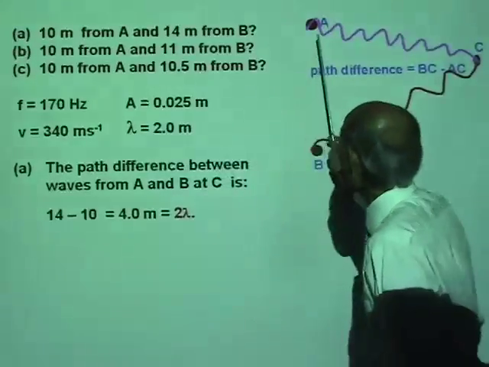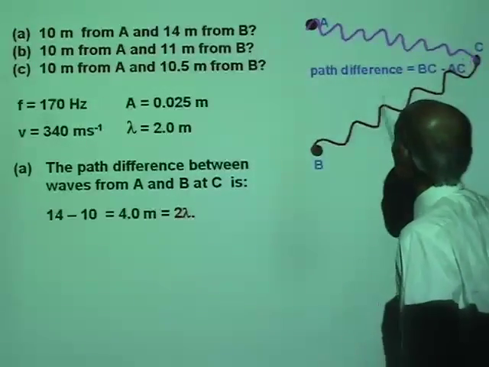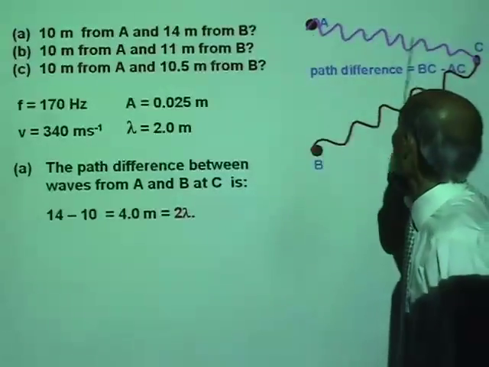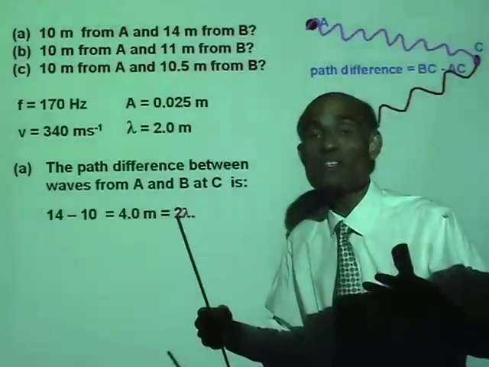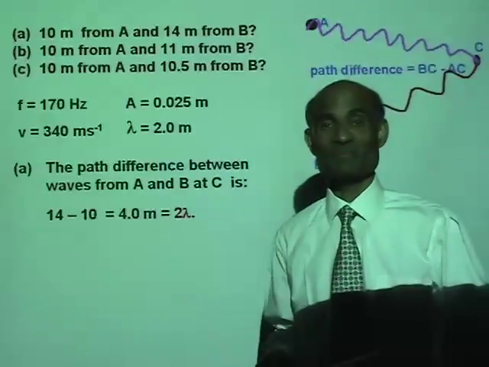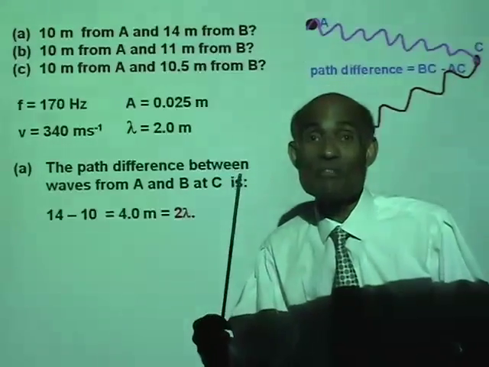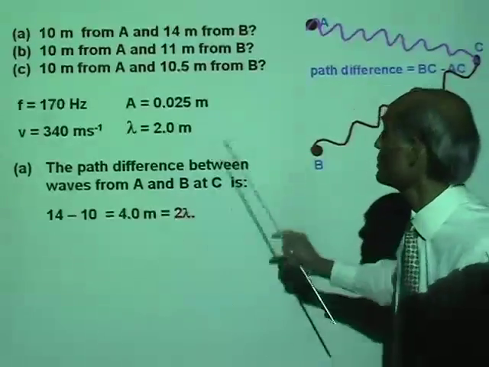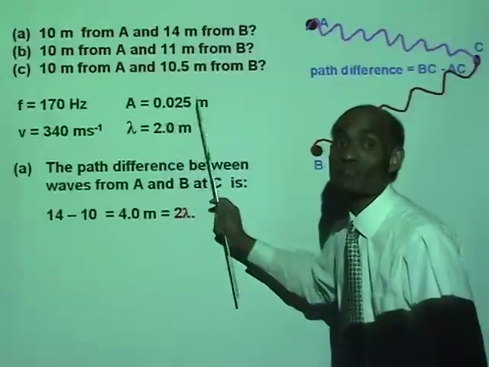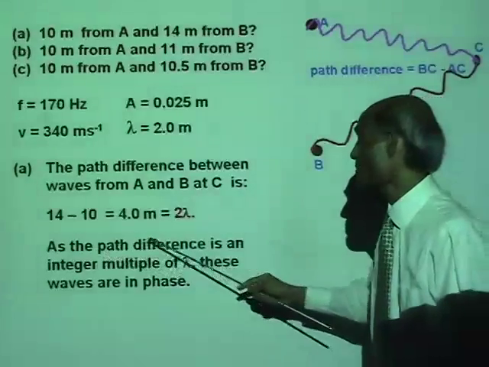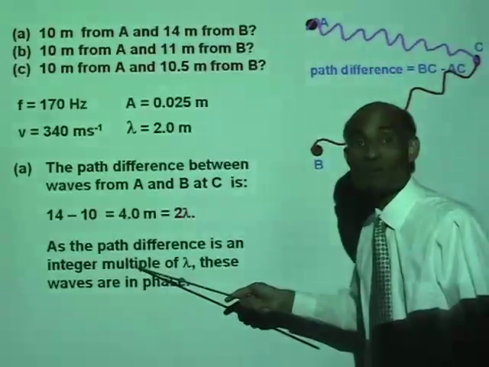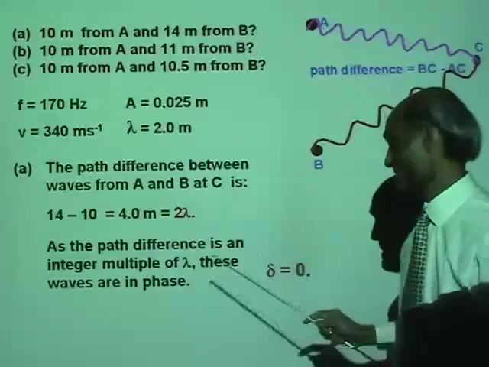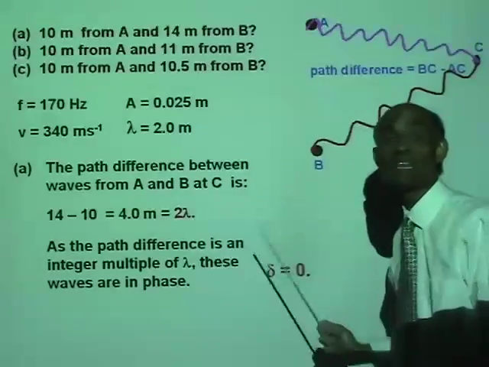Alright? If the path difference between the waves starting from A and B is 2 full wavelengths, tell me, are the waves arriving at C in phase or out of phase? They are arriving in phase. That means the amplitude of vibration there will be twice the amplitude. The amplitude will be 2 times this value. So as the path difference is an integer multiple of a wavelength, these waves are in phase. That means the phase difference is 0.